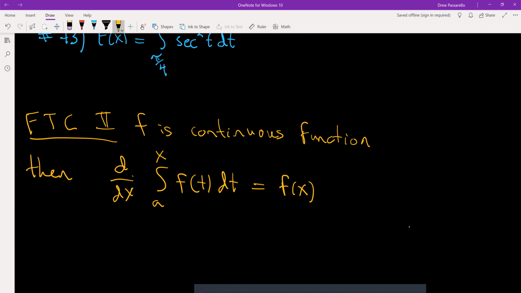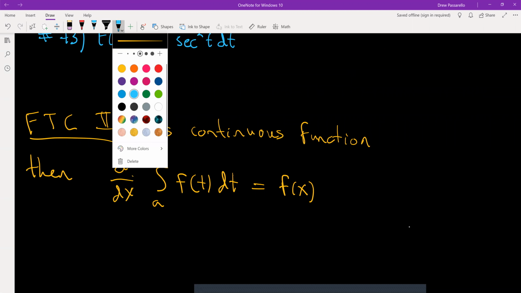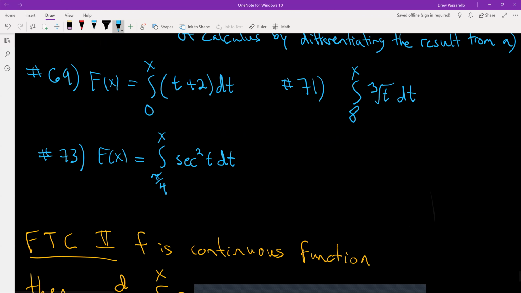So differentiating the definite integral from a to x of f of t dt gives you the function f of x, which is pretty much the same as the function that you see in the integral sign. It's just that the variable is changed from t to x. And that's what we'll be demonstrating.